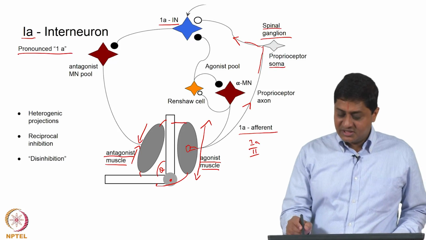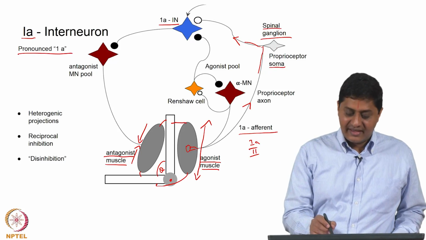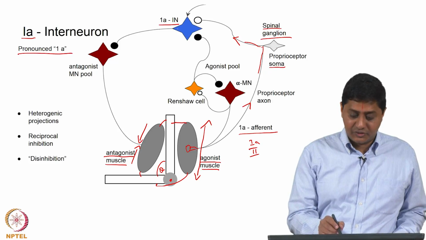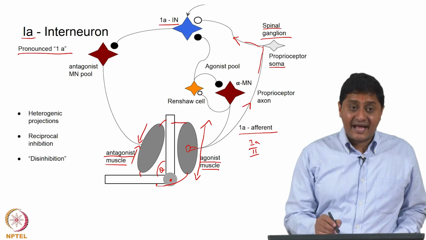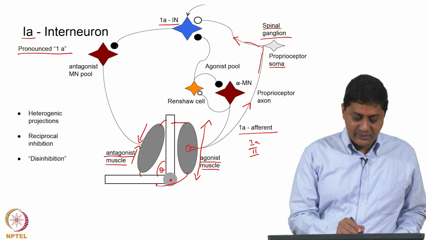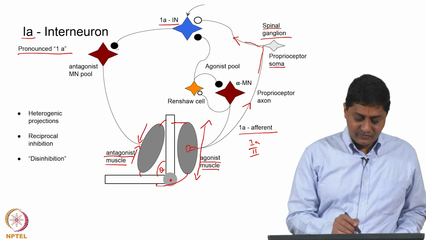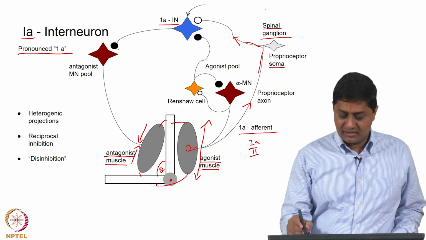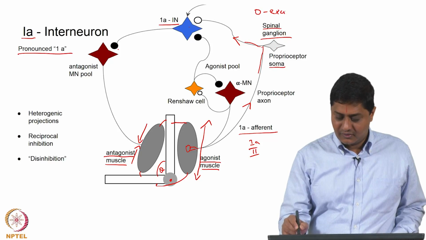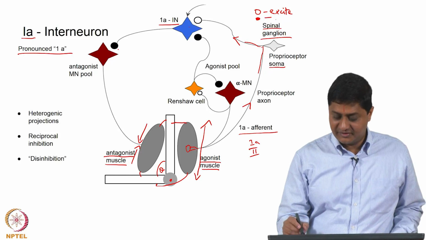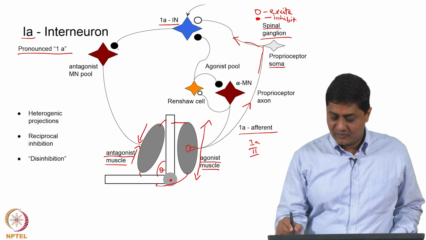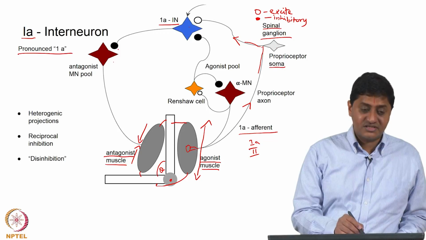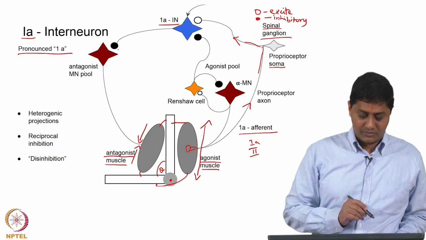Then what happens? This proprioceptor neuron is exciting an inhibitory interneuron which is called the 1A interneuron. So, this 1A interneuron is activated. What it will do is inhibit. Here the open circles are excitatory, those that are filled are inhibitory. Okay. So, this 1A interneuron inhibits the antagonist motor neuronal pool.